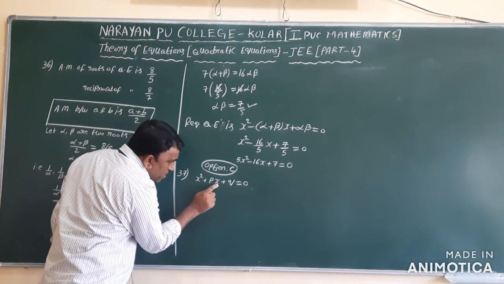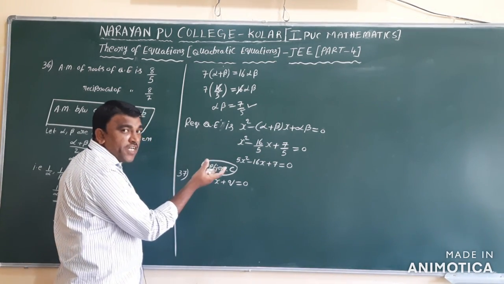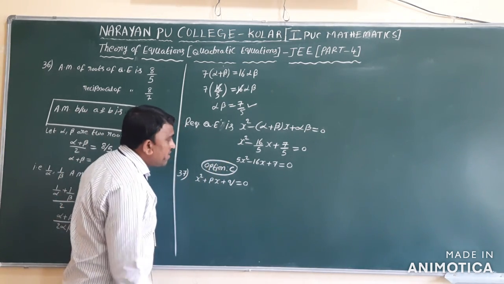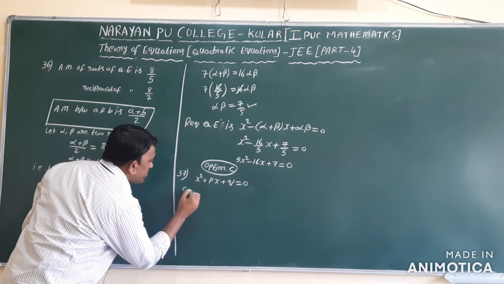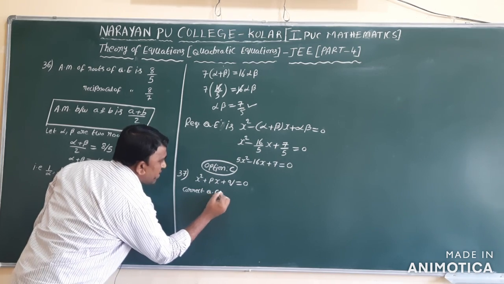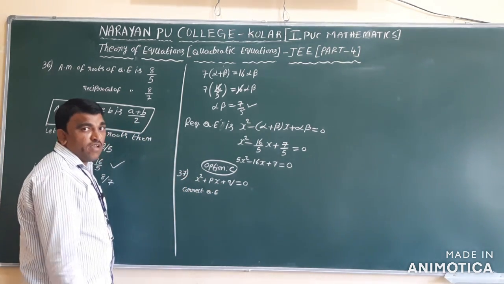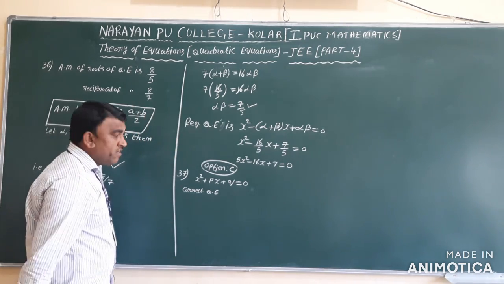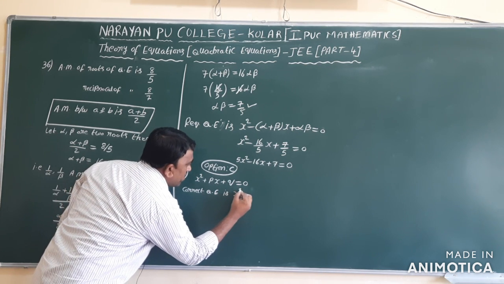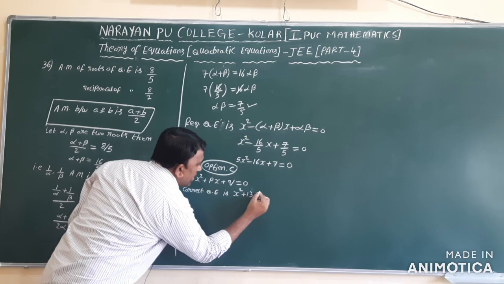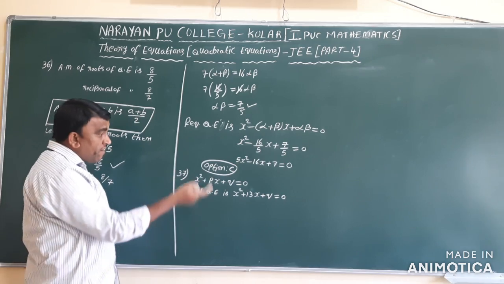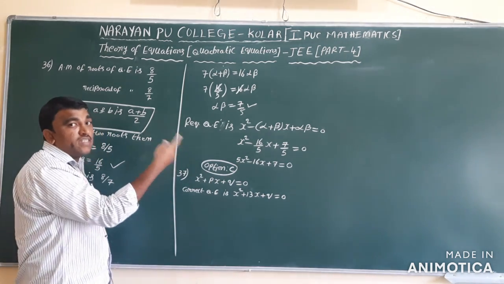So, coefficient of x wrongly written 17 in the place of 13. That means the correct quadratic equation has coefficient of x as 13, but wrongly they taken as 17. So the correct quadratic equation is x square plus 13x plus q equal to 0. This is the correct one, but instead of 13 wrongly they taken as 17.